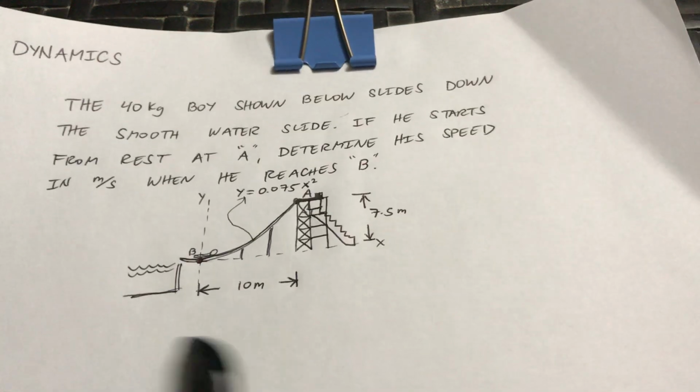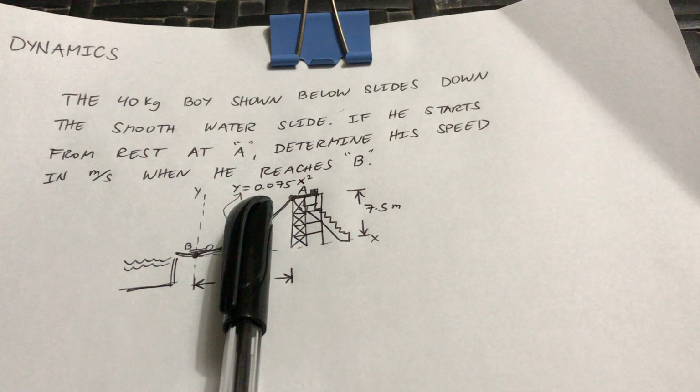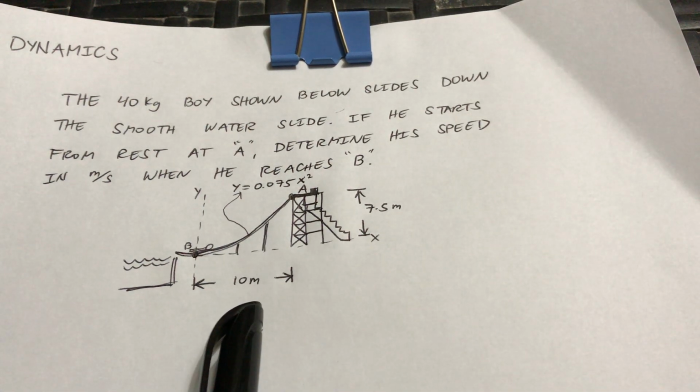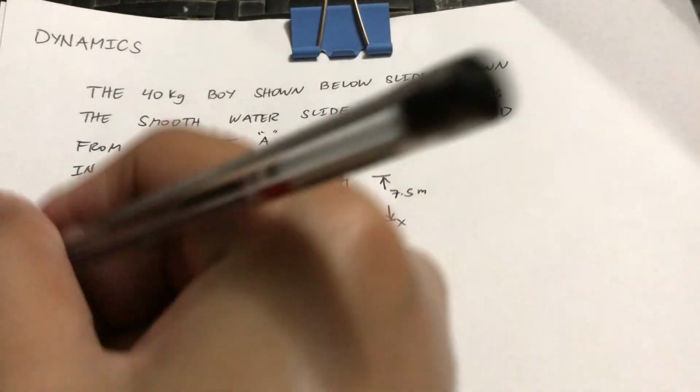And we are given this figure. We have a slide in the shape of a parabola. We have the height 7.5 and distance of 10. We have points A and B. Solution.